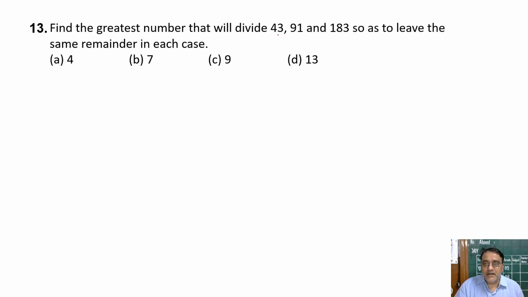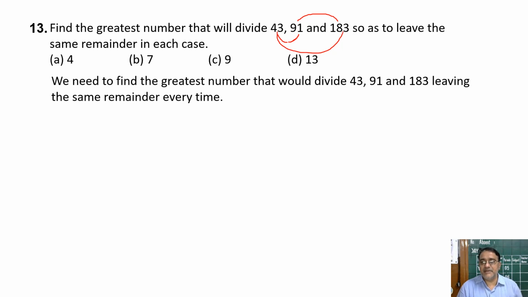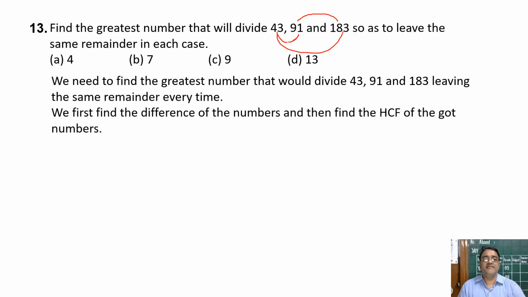सो इसमें मैं इस क्वेश्चन को 2 मेथड से बताऊंगा. सेकेंड मेथड इज वेरी इजी. सो हम लोग क्या करेंगे, इन नंबर्स के बीच का डिफरेंस निकालेंगे. We will find the difference. Okay, so we need to find the greatest number that would divide these 3 numbers, leaving the same remainder every time. So we first find the difference of numbers and then find the HCF of whatever we got.